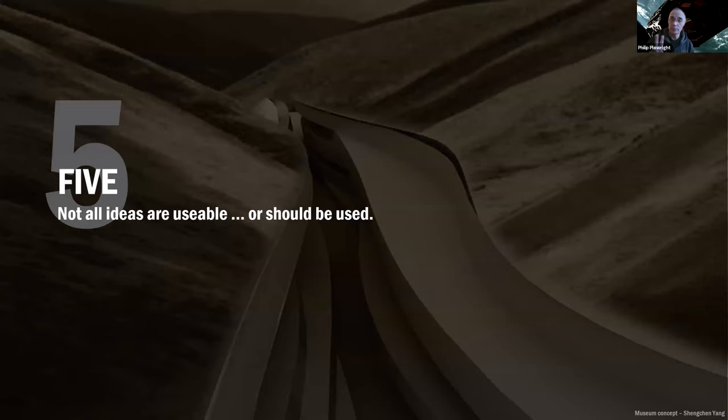Idea number five. Not everything you think matters, matters. And so not all ideas in design are usable. In fact, there's an awful lot of stuff that isn't usable. And we have to understand what is architectural and what is non-architectural. If we try to do a project with non-architectural ideas, the project will fail. And so we always have to translate those ideas into architectural effects.